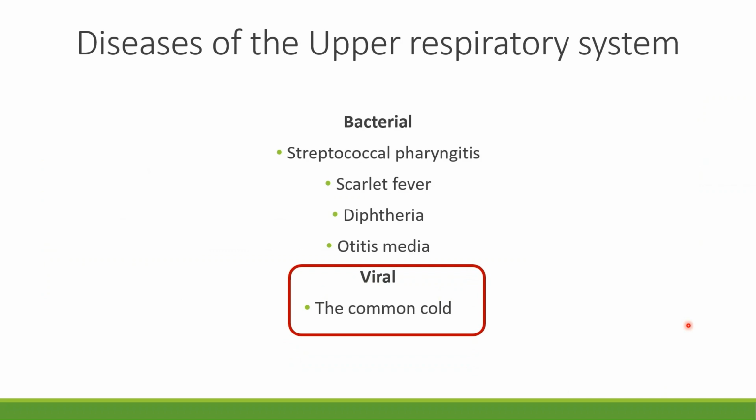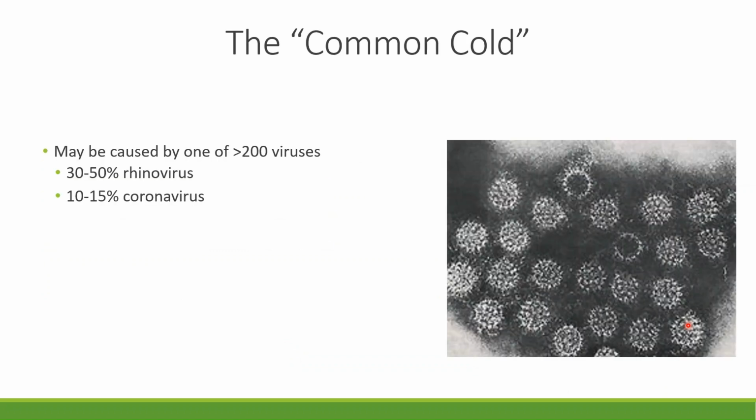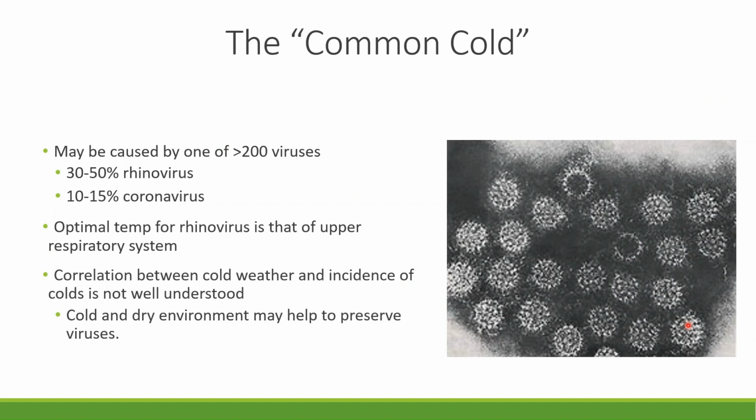Next is viral infections, the common cold. In fact, this is an upper respiratory tract viral infection. It's caused by more than 200 viruses. However, 30 to 50% of them are rhinoviruses, 10 to 15% are coronaviruses, although maybe that's punched up a little bit higher since we've had COVID-19. The optimal temperature for a rhinovirus is that of the upper respiratory system, so that's why it's more commonly found there. There's a correlation found between cold weather and incidence of colds.